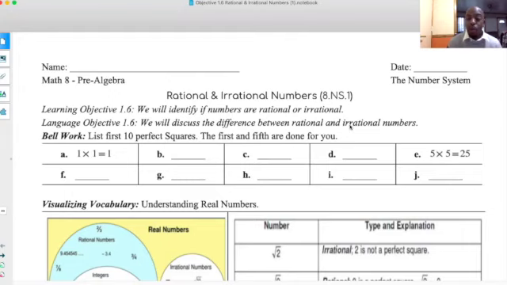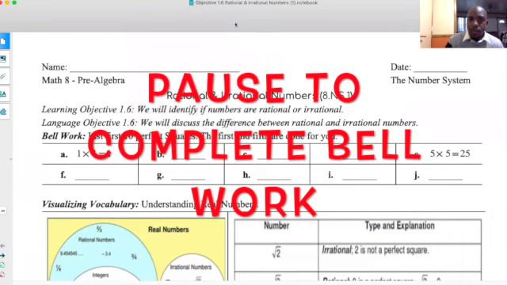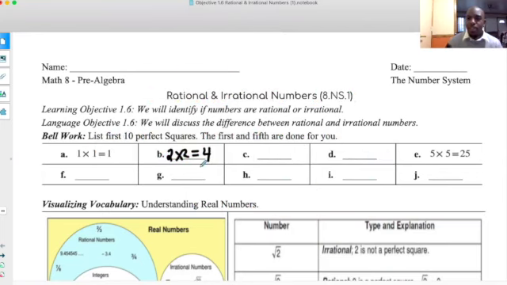I'm thinking about the number 1 times 1 gives you 1. That means 1 is a perfect square. The second one, to start us off, we'll start with the very second number, which would be something like this. 2 times 2 gives us 4, which means that 4 is a perfect square. And you can probably get the pattern from there on. So please pause the video now and complete the rest of this bell work.